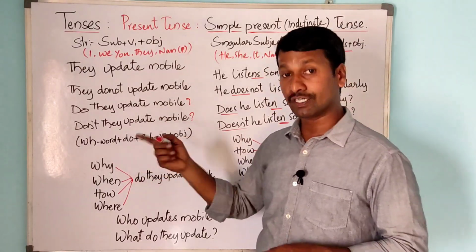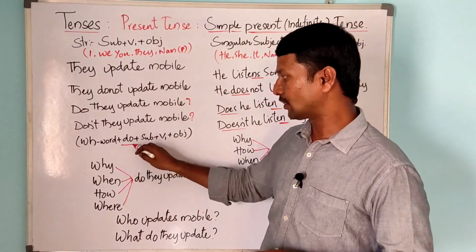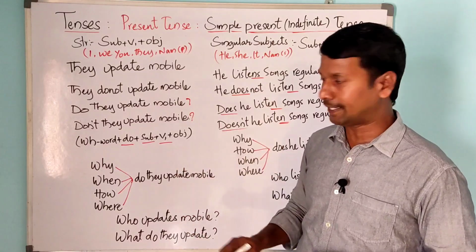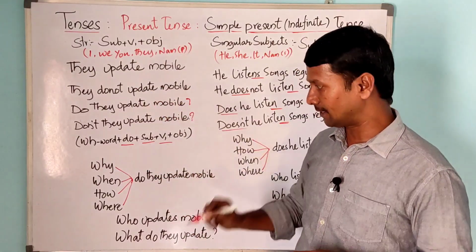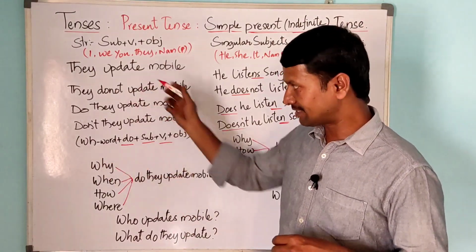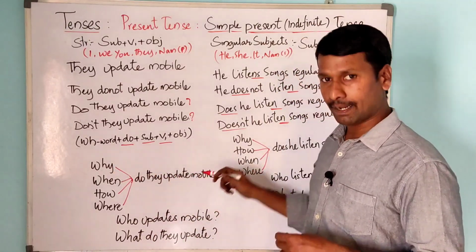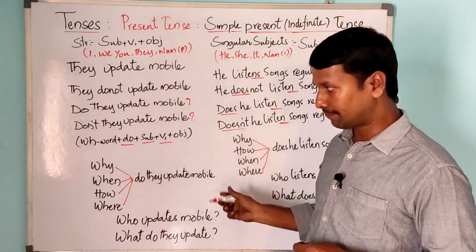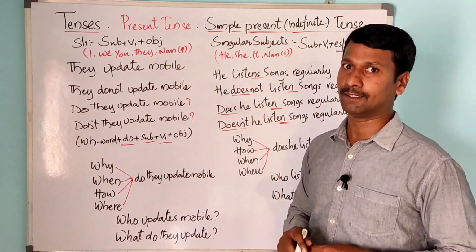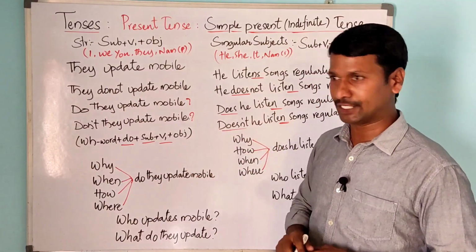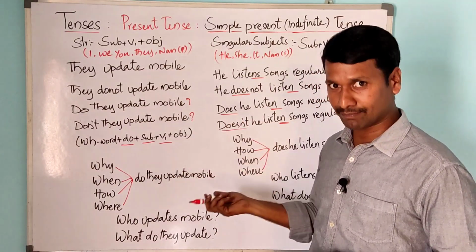If you make the same sentence with WH words, after the WH word comes do, then the subject, then V1. We take do because it is plural. So the same sentence with the WH words: Why do they update mobile? When do they update mobile? How do they update mobile? Where do they update mobile? We can also make the same sentence negative, like why don't they update mobile?